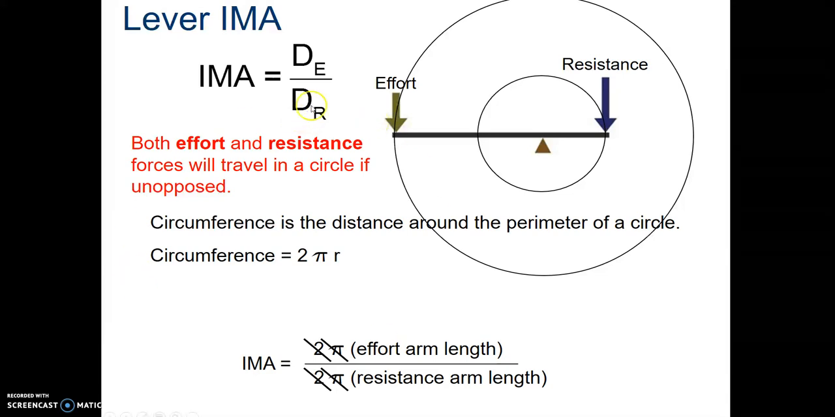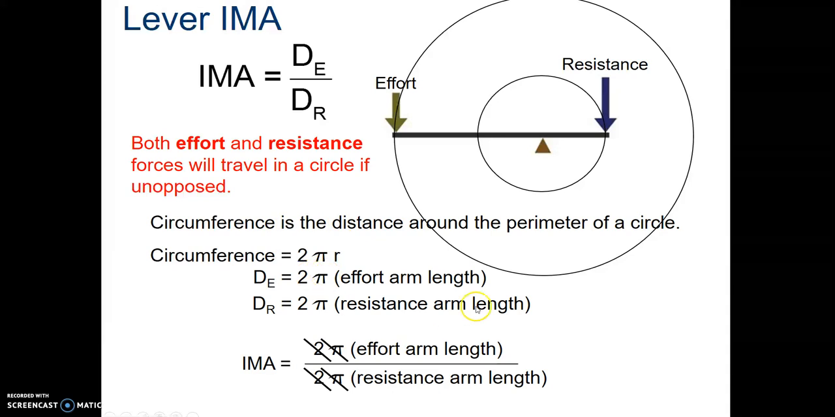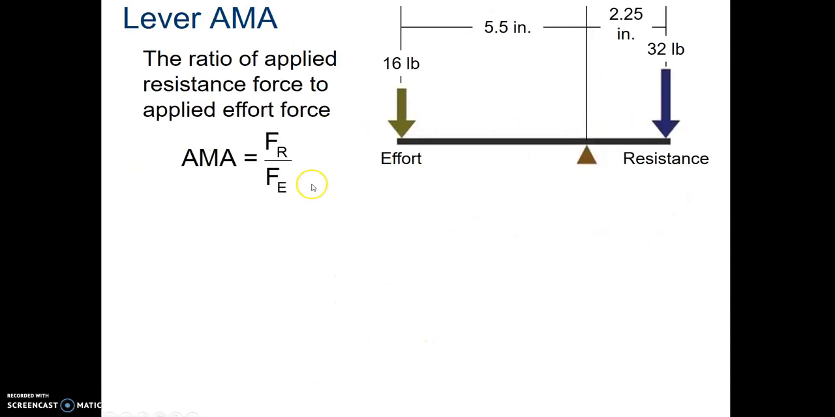For my math folks out there, the resistance is going to push that clockwise, and the effort is trying to go counterclockwise. So really you're looking at distances being the circumference of that circle that's being rotated. When you divide your circumferences, you've got 2 pi times a radius over 2 pi times a radius of that circle. You can cancel out those 2 pi's, so really you can just divide those forces.